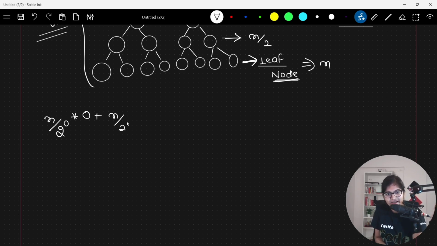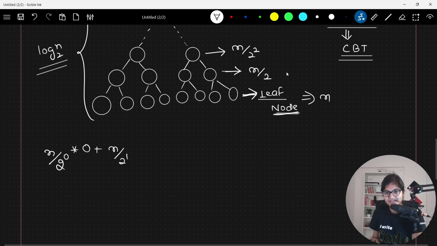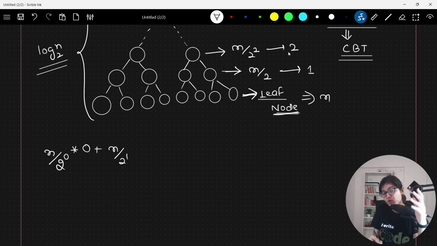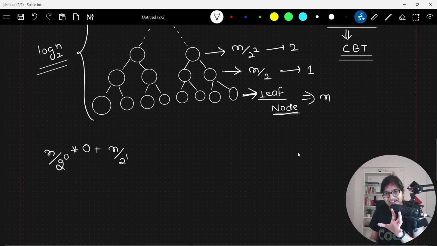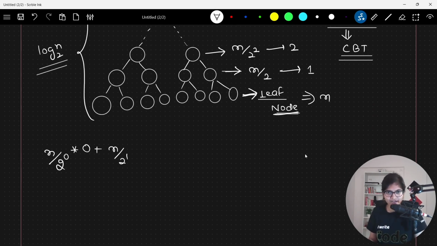When I'm moving ahead towards the upper level, I am doing 1 swap. At this level, at most I am doing 2 swaps, because here we are talking about a worst case scenario, so we are assuming that we are doing a maximum number of swaps. So when I move towards this level, how many swaps will I do? Log of n, right? So what is the total number of swaps that we are doing here?